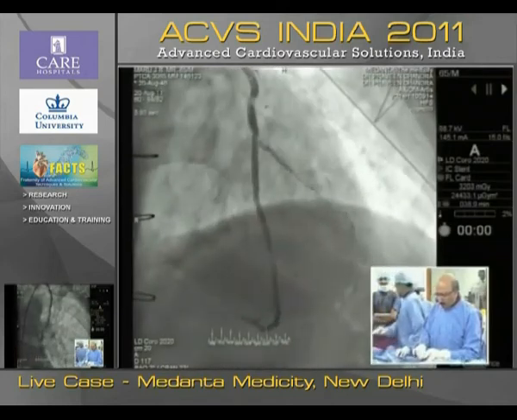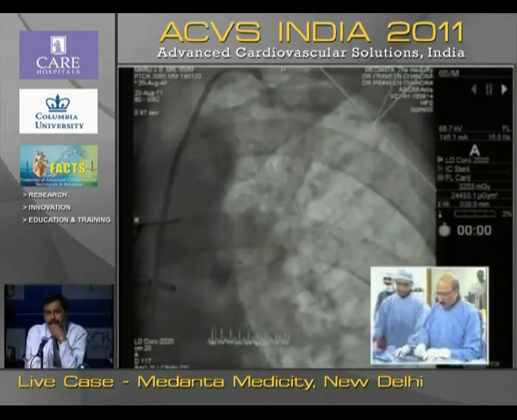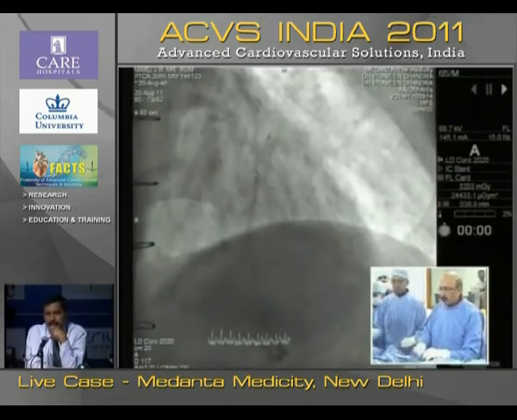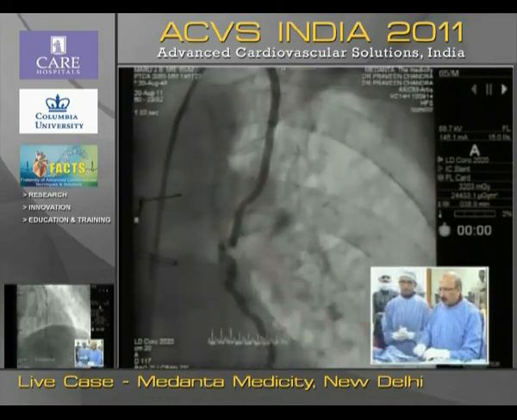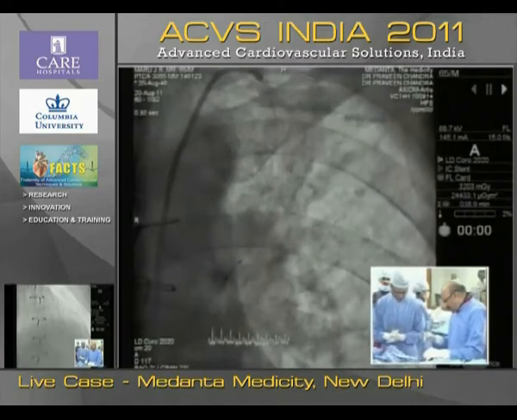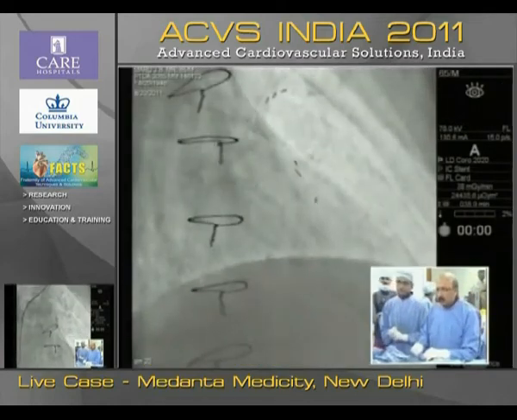Do you plan to address the LAD also beyond that? Beyond to what? There's an LAD lesion there. The distal LAD lesion. Yeah, we are going to treat the distal tight lesion first. Okay. And then we'll see how it goes.